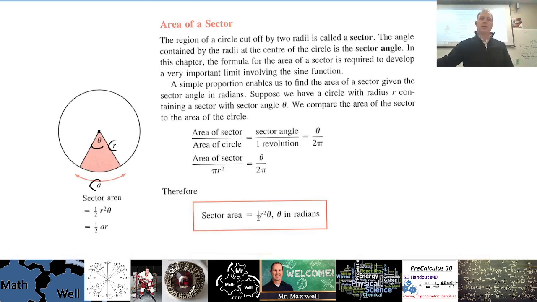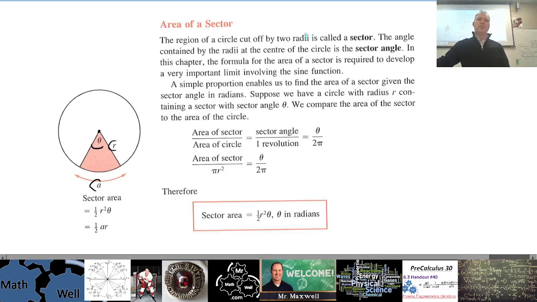So let's take a look here. The region of a circle cut off by two radii, each a radius emanating from the center, as I mentioned, is called a sector. The sector angle is the central angle there. If we're trying to find the area of a sector, we whittle this down, and the sector area turns out to be 1/2 r squared times theta.